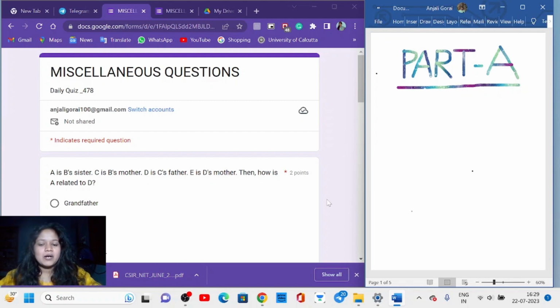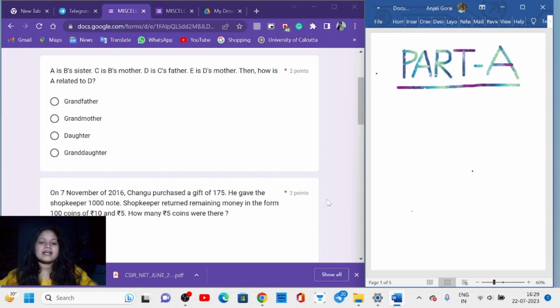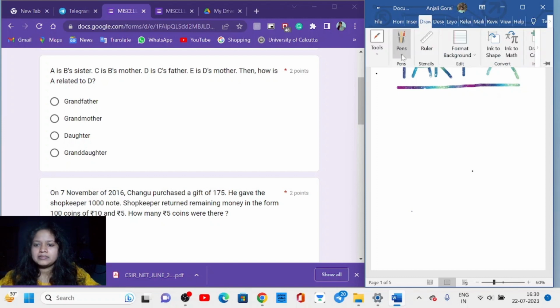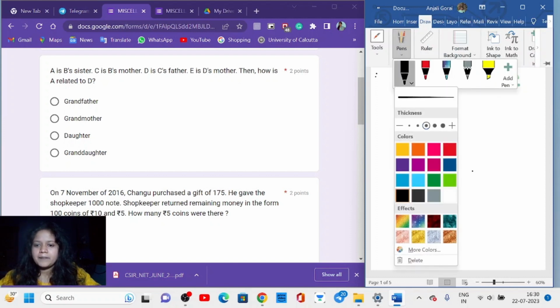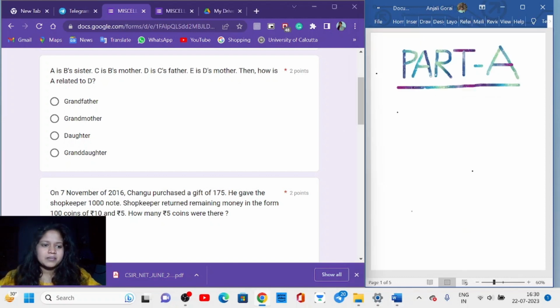The first question of this portion is a mathematical approach, which is basic knowledge. Now I'm going to show you the approaches, how we can solve this type of problem. Here, in this question, A is the sister of B.